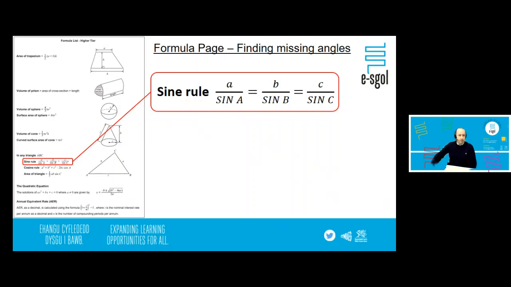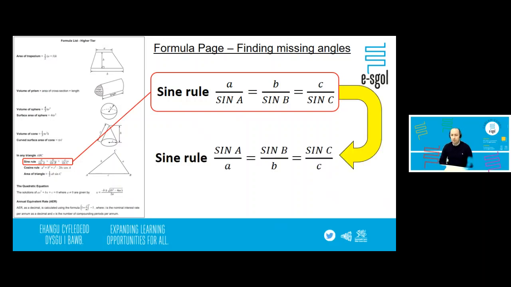So my advice would be flip it over. Flip the entire thing upside down. Now, I mentioned earlier that whatever you're finding needs to be on top. So if we're finding an angle this time, we're going to put that angle on the top of the formula, and that's going to hopefully make life a bit easier for us.